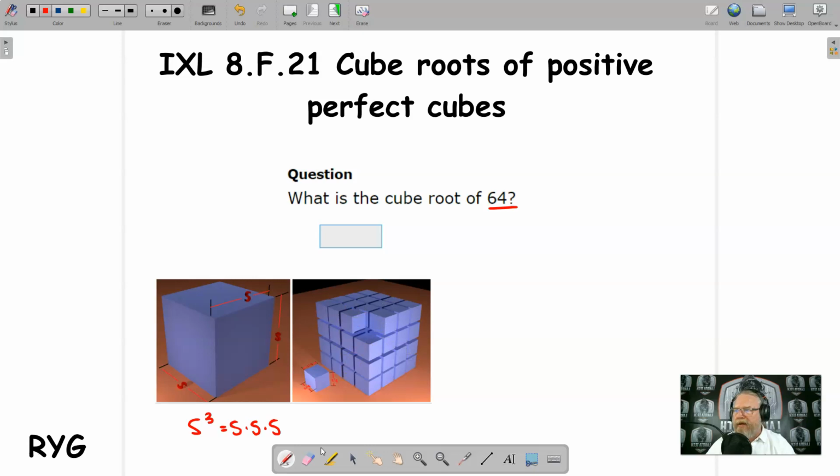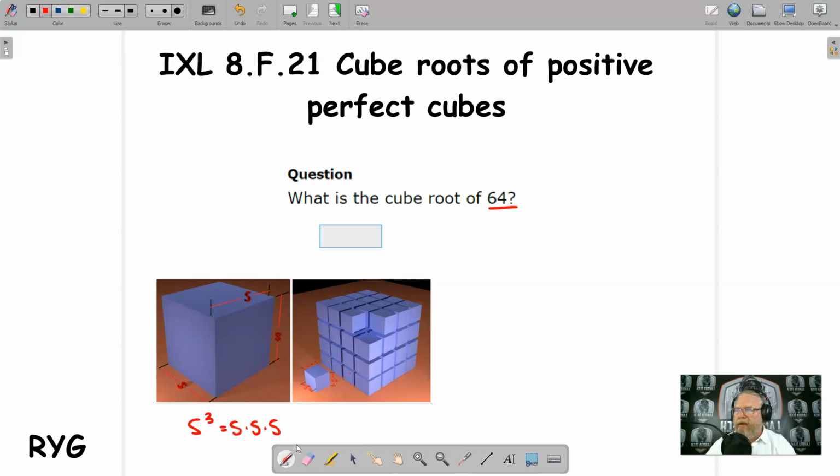My second picture of a cube here, you'll notice that it's 1, 2, 3, 4 units wide by 1, 2, 3, 4 units deep and 1, 2, 3, 4 units high. So if I took 4 times 4, I would get 16. Then if I multiplied 16 times 4, I would get 64. So in this cube that I have here on the right side, between these two cubes, there are 64 cubic units in this cube. So in order to get to that 64, I took 4 times 4 times 4.